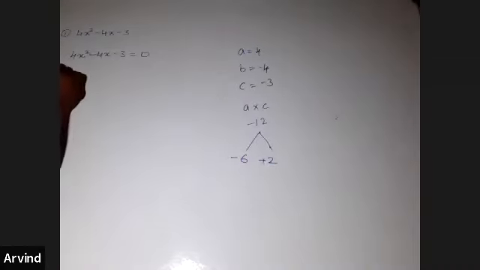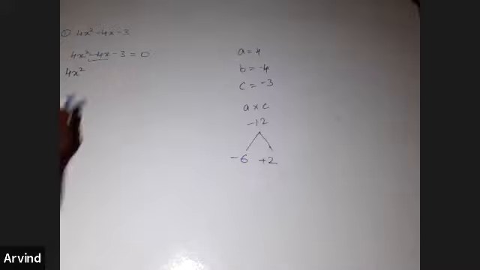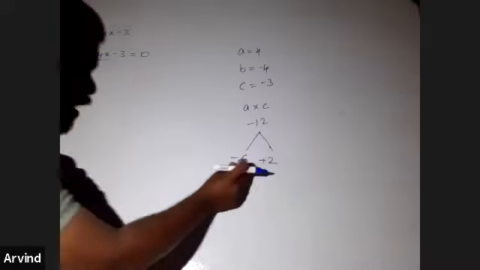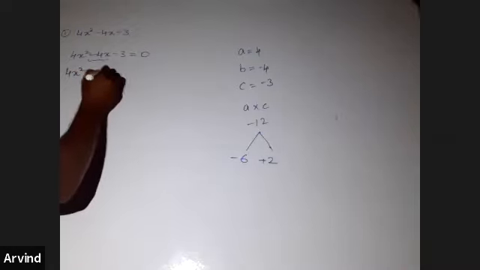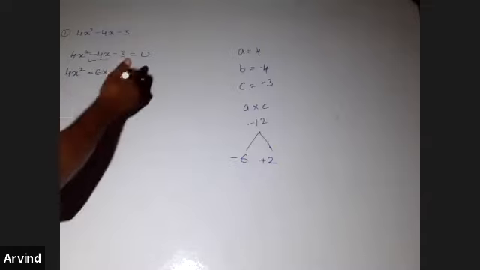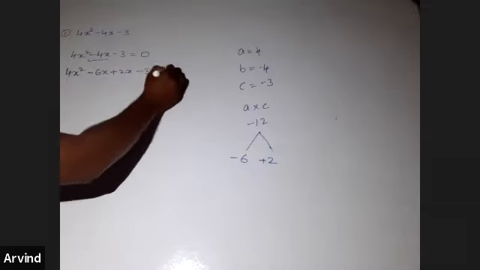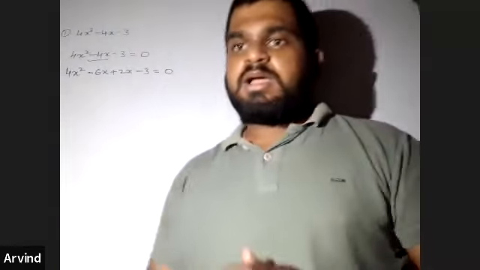So keep the first term as it is, 4x square. Instead of this middle number, we do what is called splitting the middle term. Instead of this middle thing, introduce these two things with an x. Minus 6x plus 2x, because here it is 4x. The last one, minus 3, as it is. Is it understood until here? Yes, sir. Is it clear? Yes, sir.